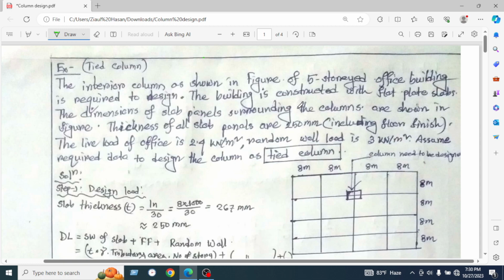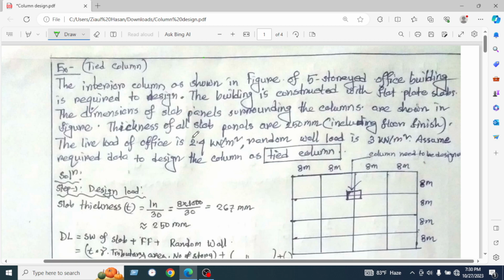Okay, the building is constructed with a flat plate slab. The dimensions of the flat plate panels surrounding the columns are shown in the figure. Here is 8 meter, 8 meter, 8 meter, and 8 meter, 8 meter in sequence. Here are the 4 panels in the x direction. In the same way, the y direction is 8 meter.